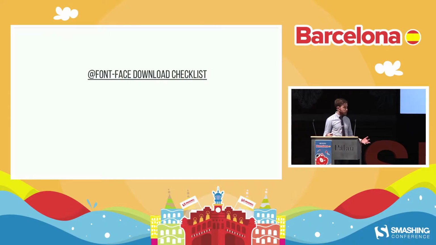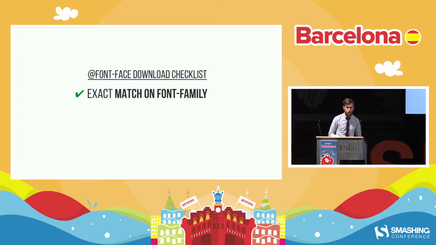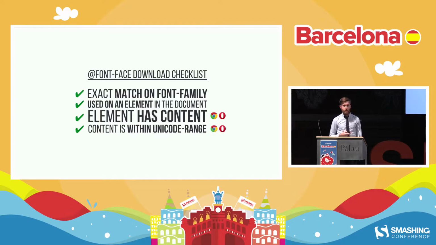So, kind of confusing so far. I made this nice little checklist to determine when a font gets downloaded and when it doesn't. There has to be an exact match on the font family. It has to be used in an element attached to the document. That element has to have content. And that content needs to be within the unicode-range that we've declared, if a unicode-range exists on our font face block.